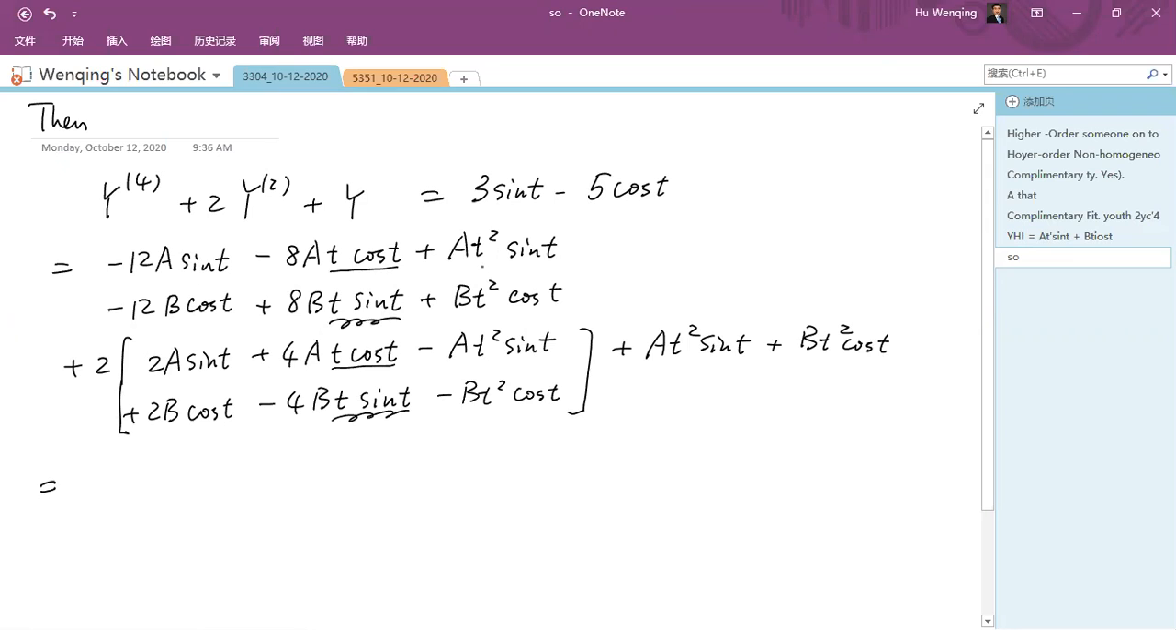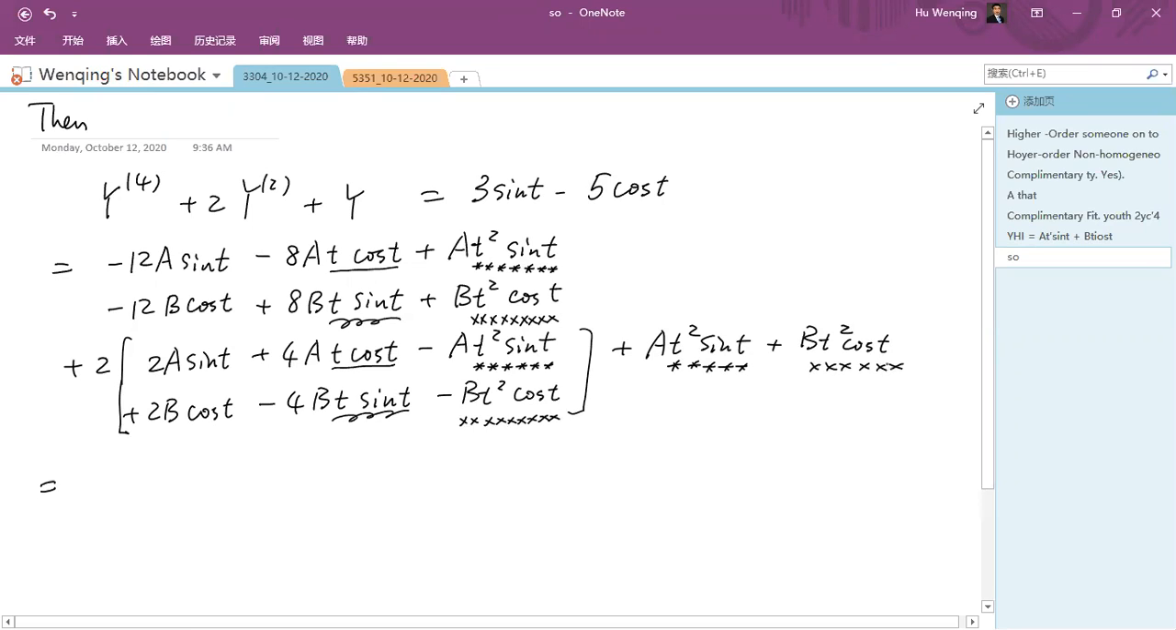Is that good, family? And then you're going to have t squared sine t, and here is again t squared sine t, and then you have t squared cosine t, and this term is t squared cosine t, and this term is t squared cosine t. Is that good, family? And then you have sine t, cosine t, sine t, cosine t.